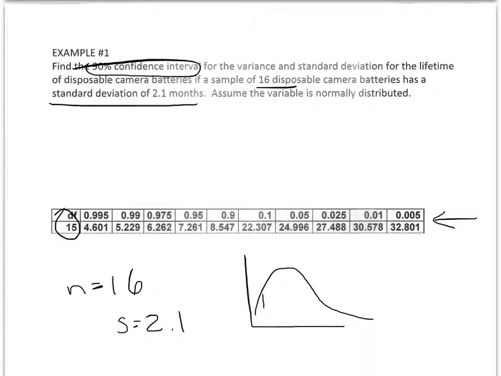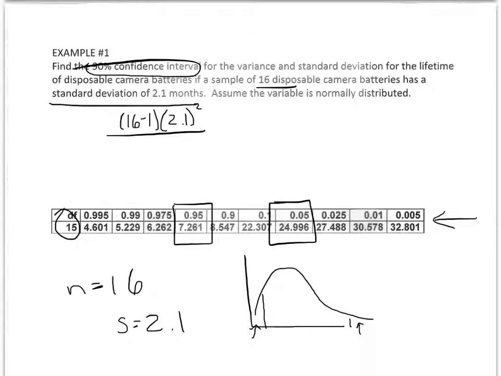Well, if I want 90%, that means I'm cutting 5% off this side, and I'm cutting 5% off this side. So I'm going to focus here, and I'm going to focus here. 5% off the left, 5% off the right. So when I go to set this up, I go back to my formula. My formula says take n, subtract 1, take your deviation and square it, which will give me variance, and put that over top of my right hand chi-squared value.